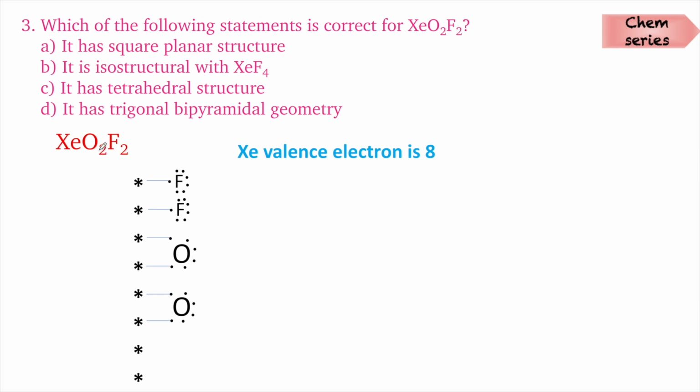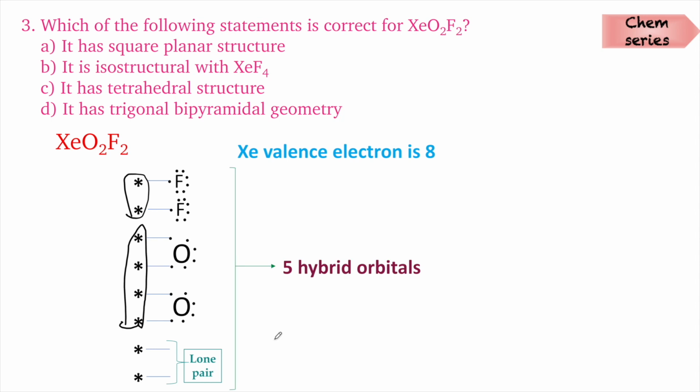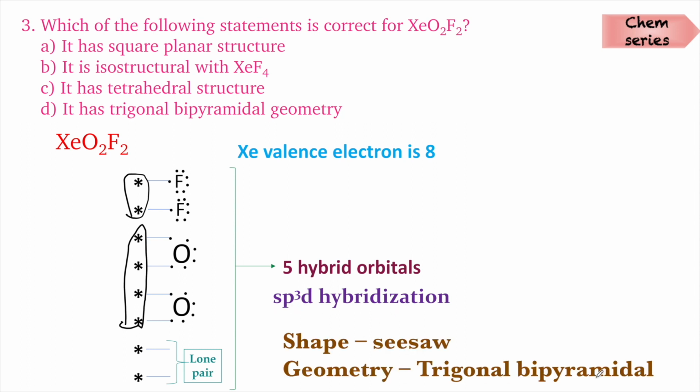And the 2 oxygen atoms will take up 4 valence electrons of Xe to form 2 double bonds. The remaining 2 valence electrons in Xe are left out as a lone pair, the non-bonded electrons. So totally there are 1, 2, 3, 4, 5 hybrid orbitals, that is sp3d hybridization. So the geometry will be trigonal bipyramidal, and in trigonal bipyramidal, one atom is replaced by a lone pair, and that causes the molecule to be seesaw shape.